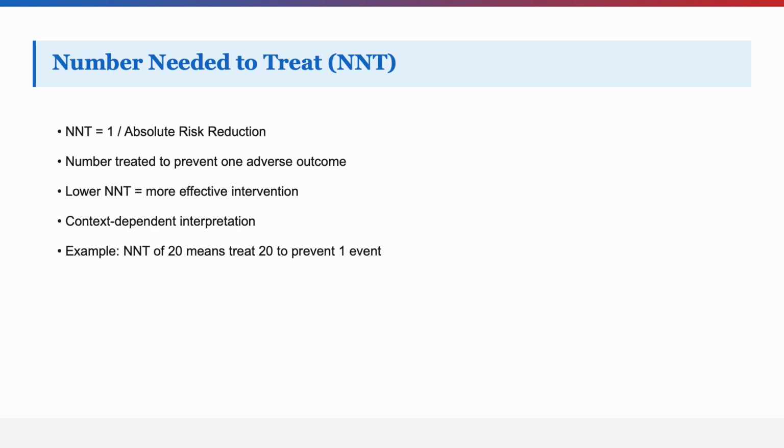For healthcare managers, NNT helps with resource allocation. If 2 programs both reduce heart attacks, but one has NNT of 30 and the other NNT of 100, the first is more efficient. Combine NNT with cost data and you're doing cost-effectiveness analysis.